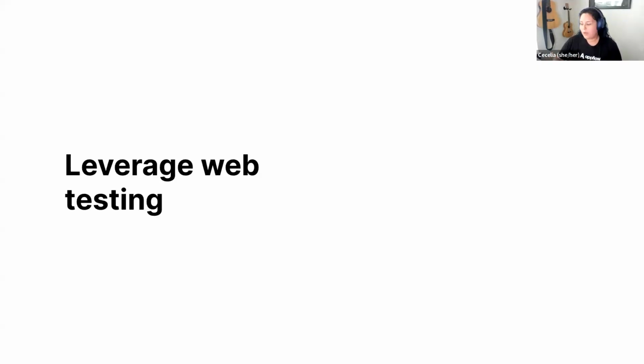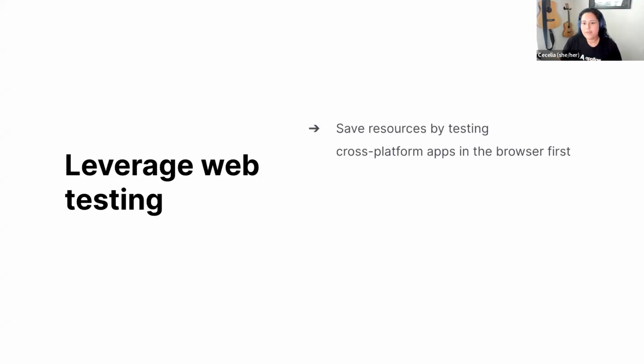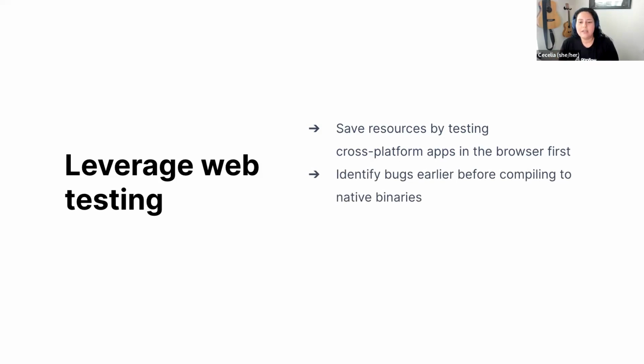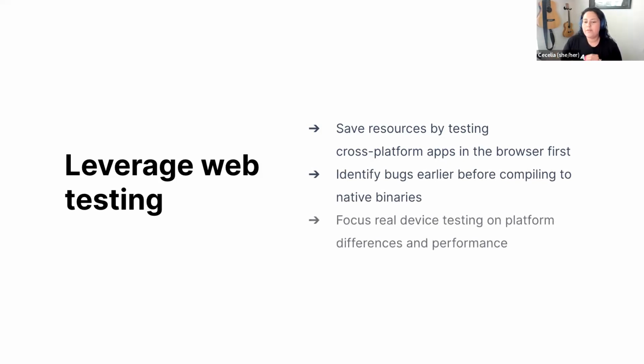The first is to leverage web testing whenever possible. If you are building a cross-platform app, with Ionic Capacitor or even something like React Native, anytime that you can leverage mobile web browser testing first, you can really save time and resources. This is because it allows you to identify bugs earlier, before you compile to native binaries. So if you're developing cross-platform, if you're able to leverage mobile web testing to cover the main use cases, then you can focus the real device testing on platform differences and performance. Just use that for those edge cases that are going to make or break you on those specific platforms.